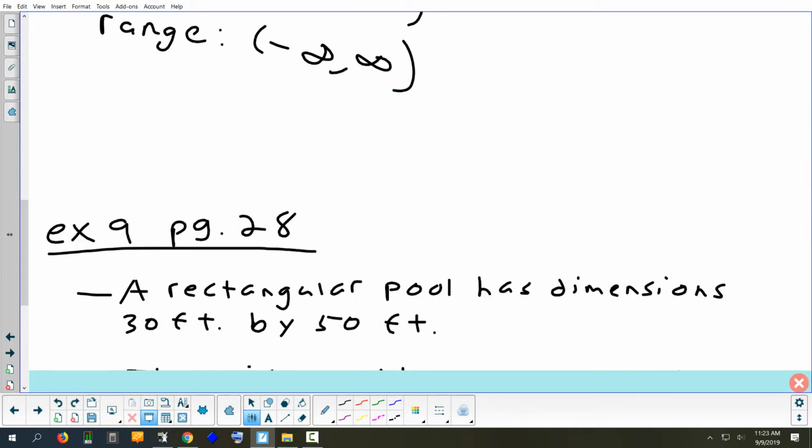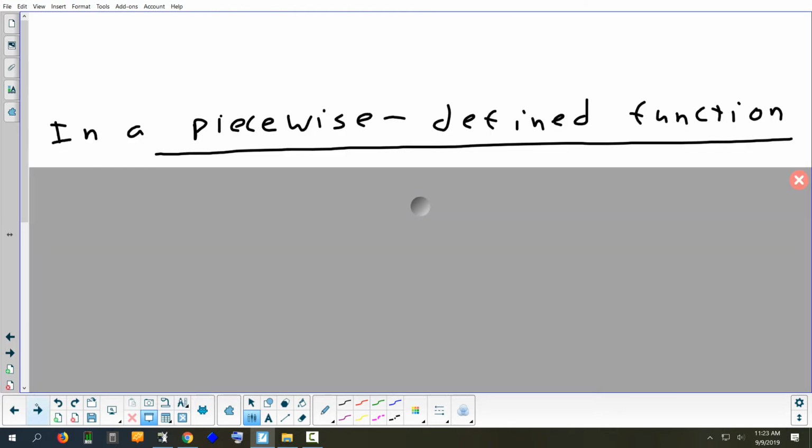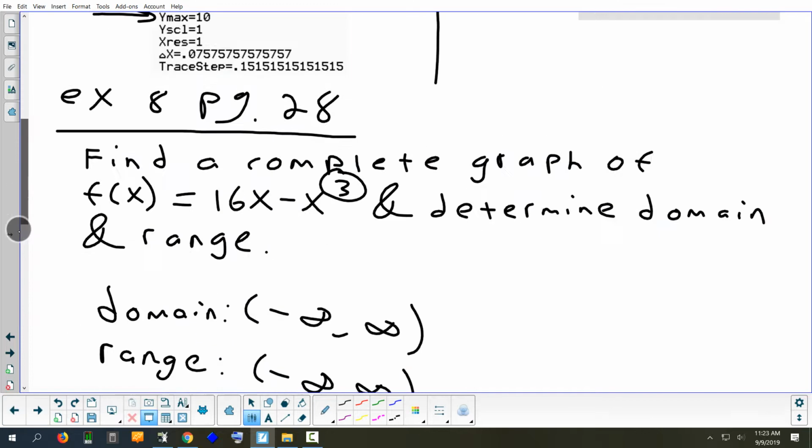Right, let's try this one. So I think this will be the last one in piecewise projectile, okay.